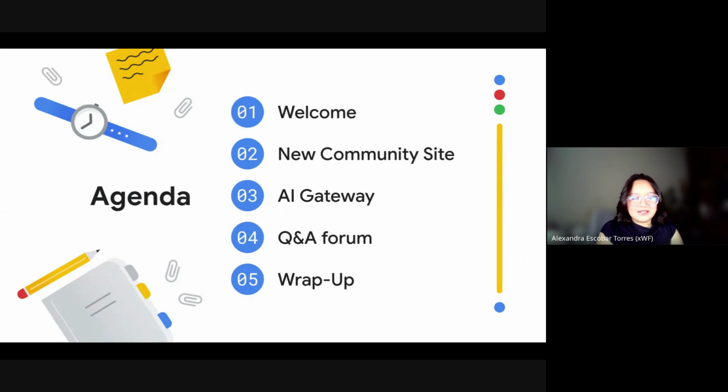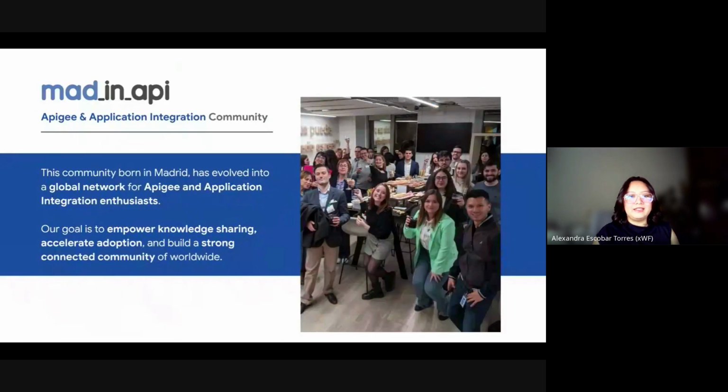Today we have an interesting agenda for you. We're going to welcome some of you who haven't joined our Modern API Tech Talk sessions, and I'm going to tell you what this community is. Then we'll get started with me giving you the walkthrough of the new community site for the entire Google Cloud community. Then Luis is going to take over to take you through his AI Gateway session. And at the very end, if you have any questions or comments, we'll be more than happy to go through those. So let's take a look.